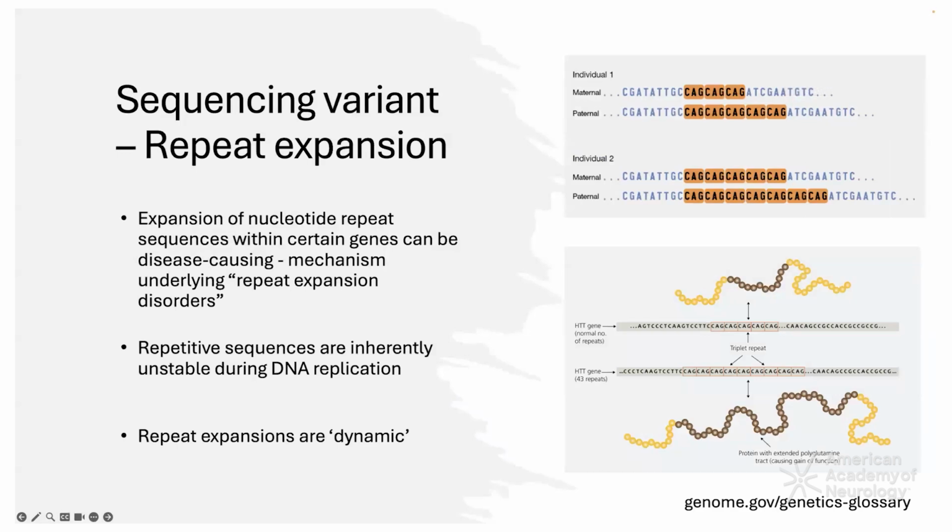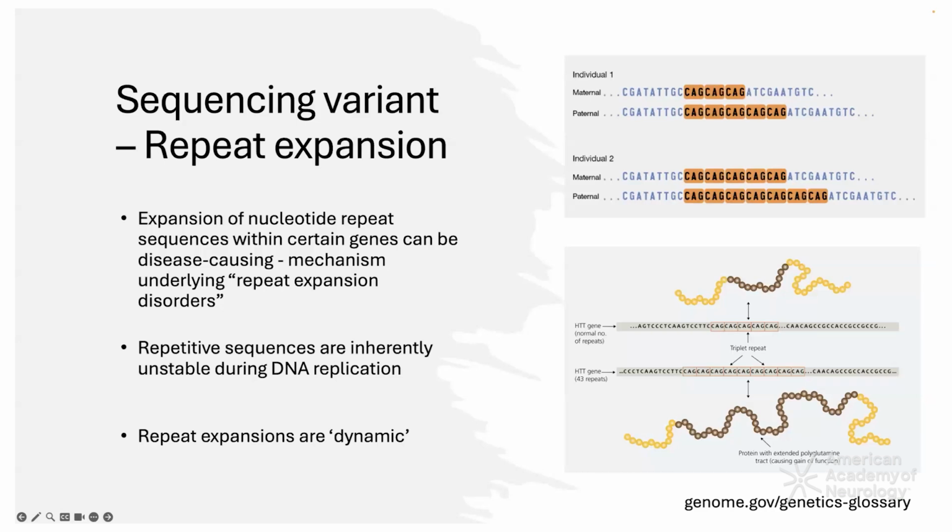Expansion of nucleotide repeat sequences within certain genes can be disease-causing and has been identified as the mechanism underlying a group of inherited conditions collectively known as repeat expansion disorders, which are sometimes called triplet repeat expansion disorders, as trinucleotide repeats are by far the most common.